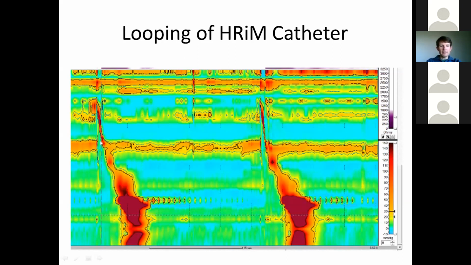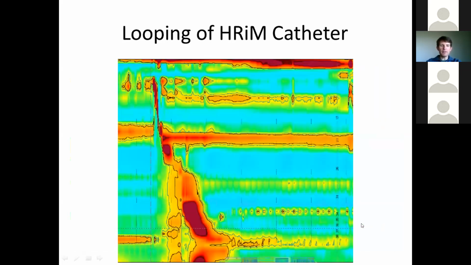So you can see how the swallow looks pretty normal, but then where you would expect it to be transitioning at the lower esophageal sphincter or gastroesophageal junction into the stomach, you have this backwards progressing high pressure wave, which is essentially a mirror image of everything above this line here. And that's just that the catheter has become looped in the esophagus. Another example of that, again, this sort of butterfly image or mirror image that can be seen.